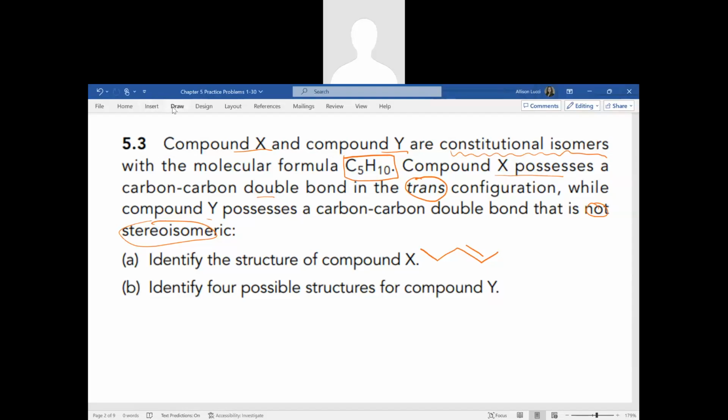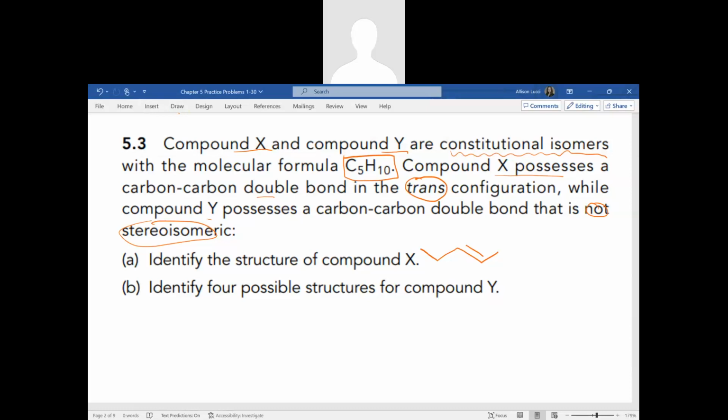So this could be either this or the mirror image, which would be the same compound for C5H10 for compound X. Then we want to identify 4 possible structures for compound Y.